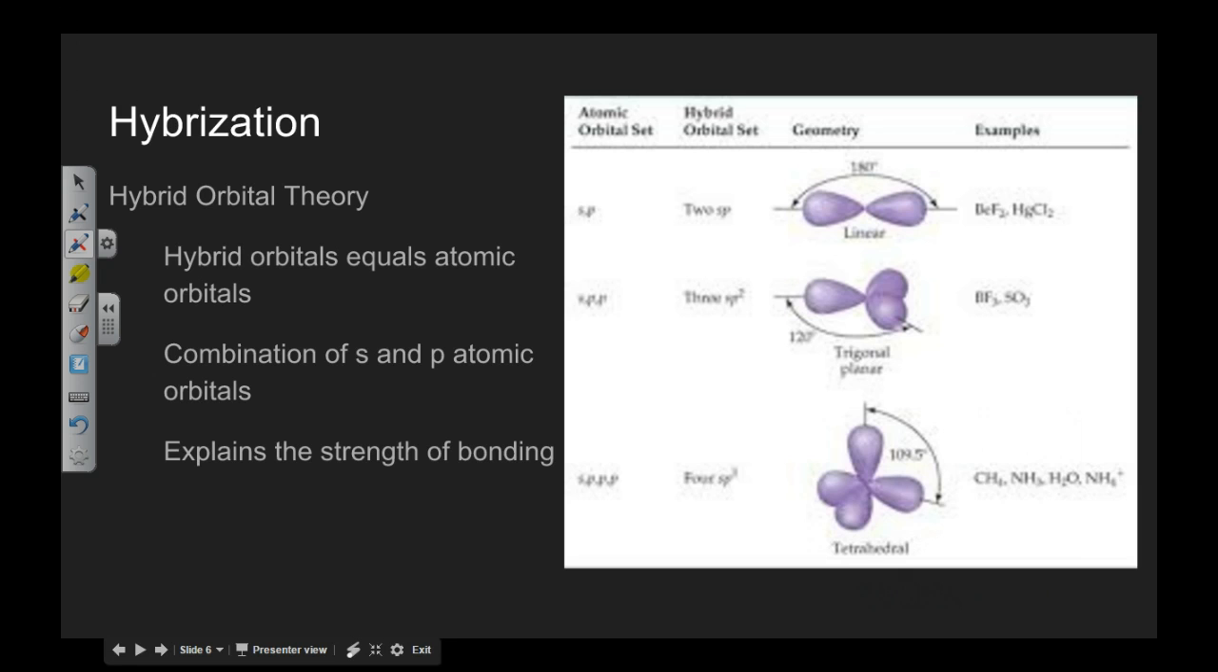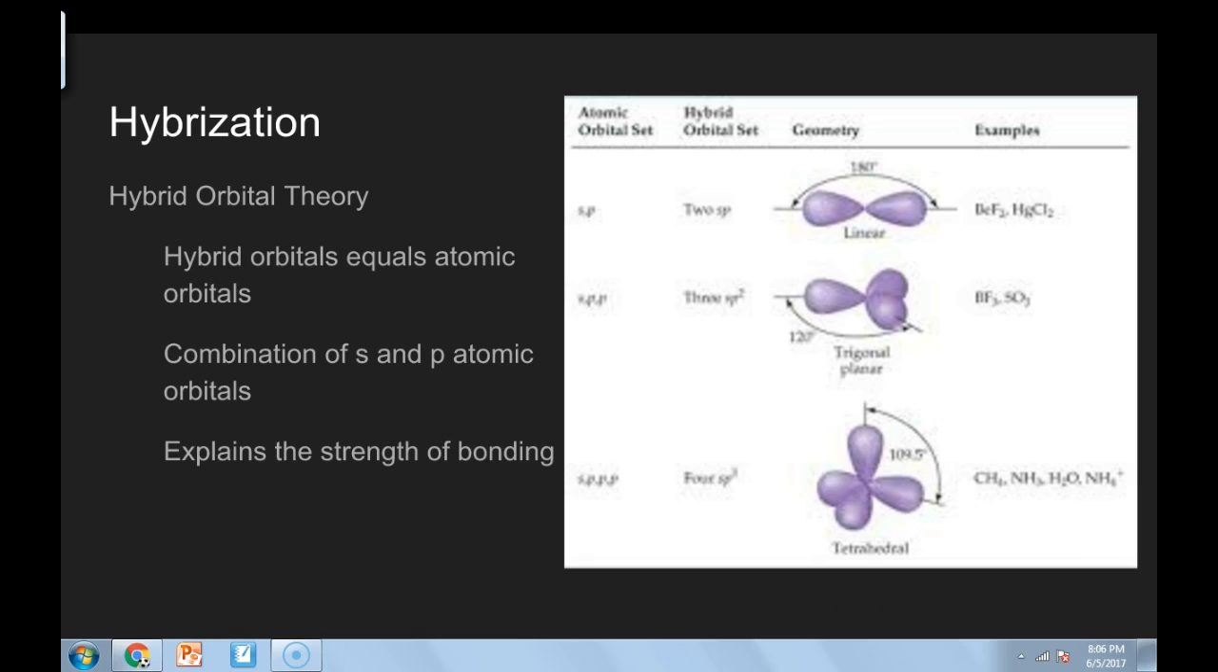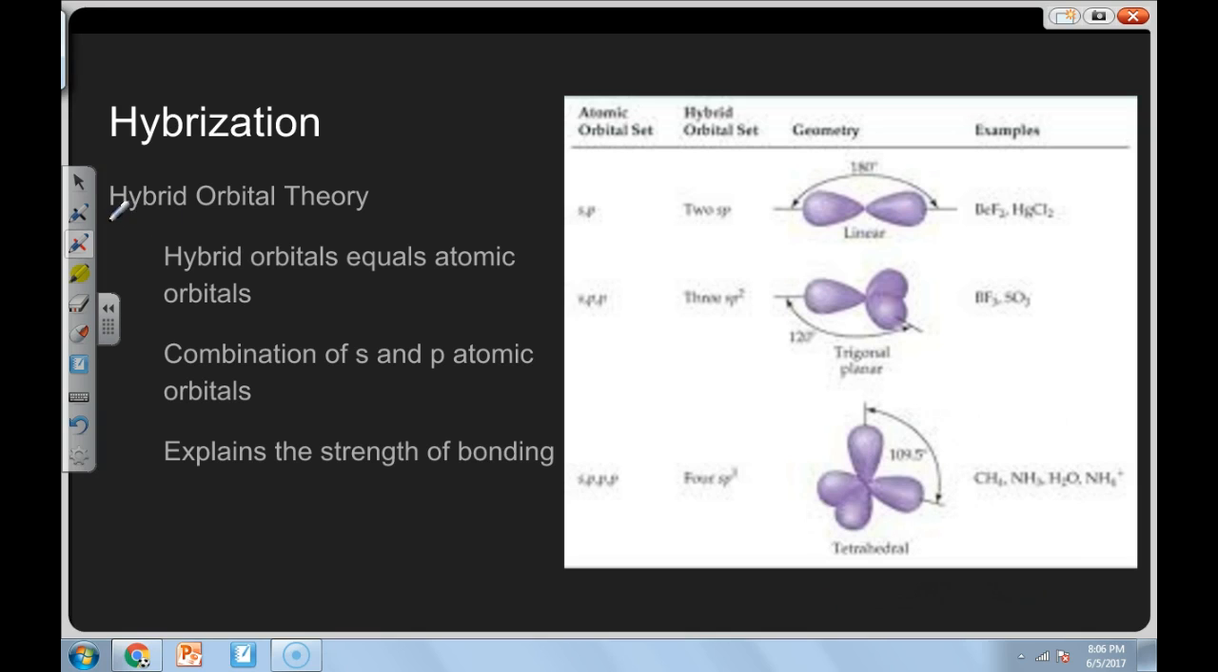But let's move forward and let's talk about hybridization. Okay, hybridization is a theory, and it's wrapped up in this hybrid orbital theory. I don't ever abbreviate this, but I guess you could as HOT, hybrid orbital theory. But the idea is that when you make a compound, it mashes together the orbitals that the atoms have.